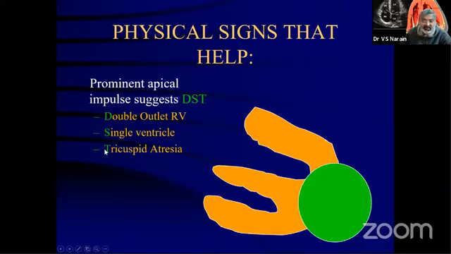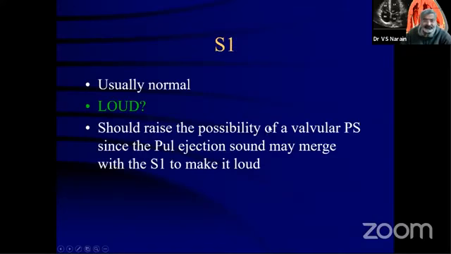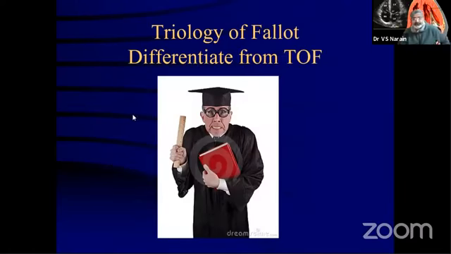DST, double outlet, single ventricle, and tricuspid atresia. S1 is usually normal. If it is loud, then sometimes people talk of that being a valvular pulmonic stenosis in association with tetralogy subvalvular, and they say that there is an ejection sound which will merge with S1 and make it loud. But we best forget about it. So S1 by and large will be normal in tetralogy physiology.